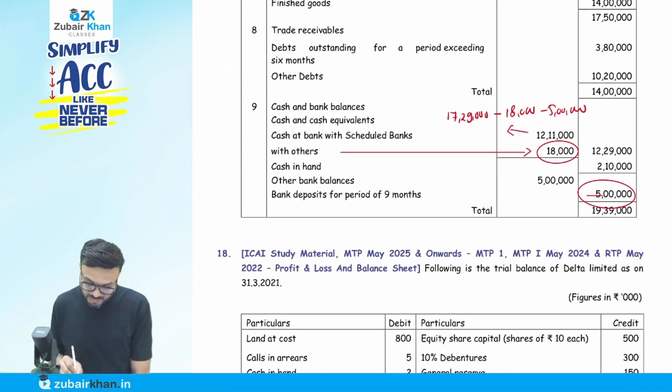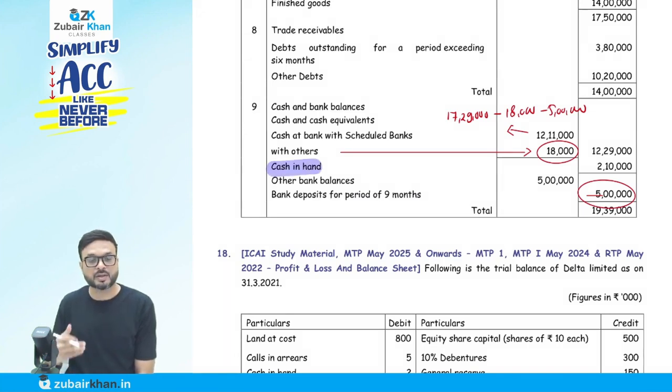But this cash in hand is mentioned. It is not necessary; you can mention cash in hand separately also. Just mention cash in hand first, then you can give the detail of the balance with scheduled bank, with other bank, and the other bank balance means a bank deposit for a period of 9 months.